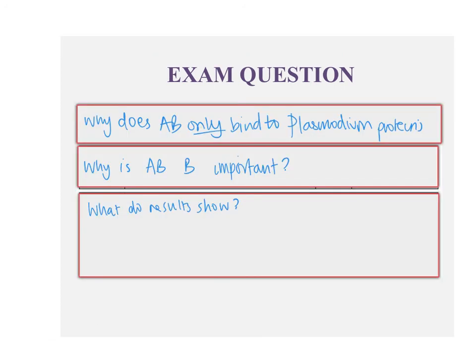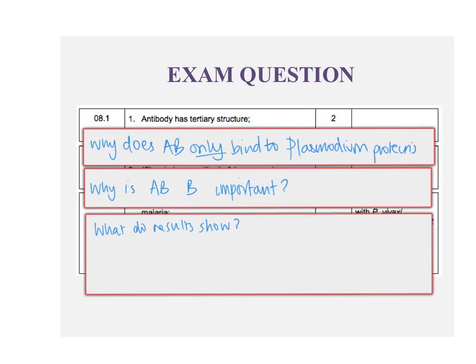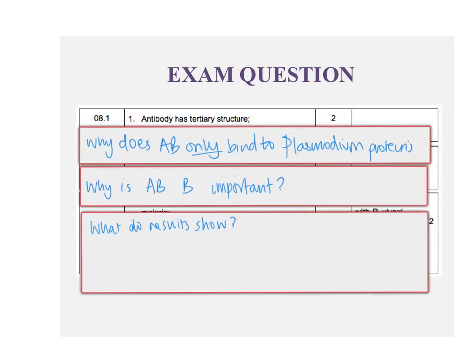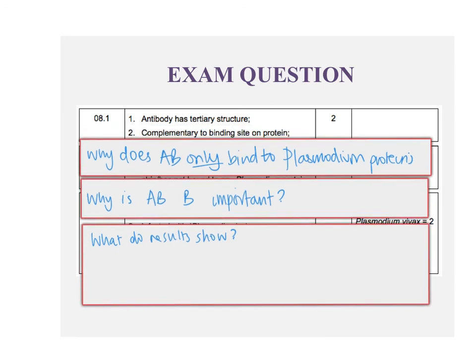Why does the antibody A only bind to Plasmodium proteins? And what you should have got from this is that it's a very structural question, in so much as that you needed to say that the antibody has a tertiary structure. And this is complementary to the binding site on the protein. So the antibody A is complementary to a binding site on the Plasmodium proteins.